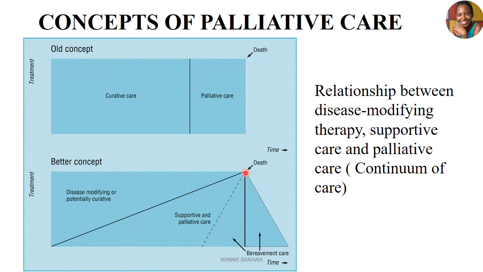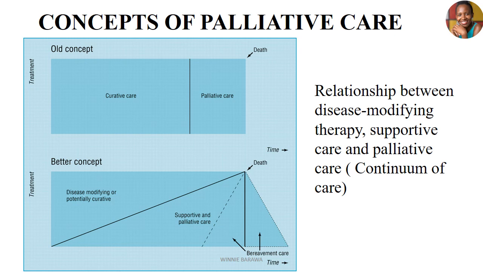And so as this goes in, it can either end up in death, which later brings in what we call bereavement care and management. So prior, it was a linear management. Wait for curative care to fail, then start on palliative care. But the difference now is monitor the disease as it's modifying and see if there's potential to cure.